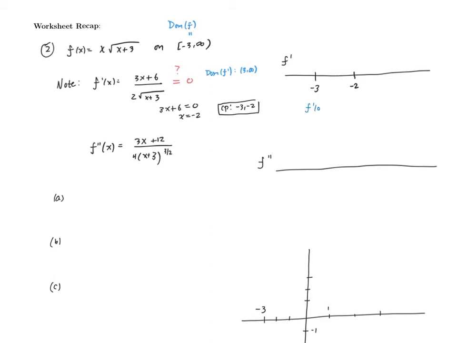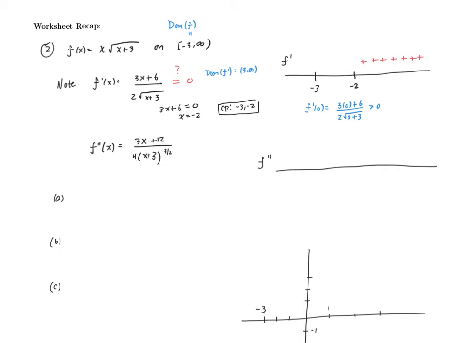So for example, if we were to substitute in 0, we would have 3 times 0 plus 6 over 2 square root of 0 plus 3, which is positive. So for any input to the right of minus 2, f prime will be positive, which indicates that our function is increasing.